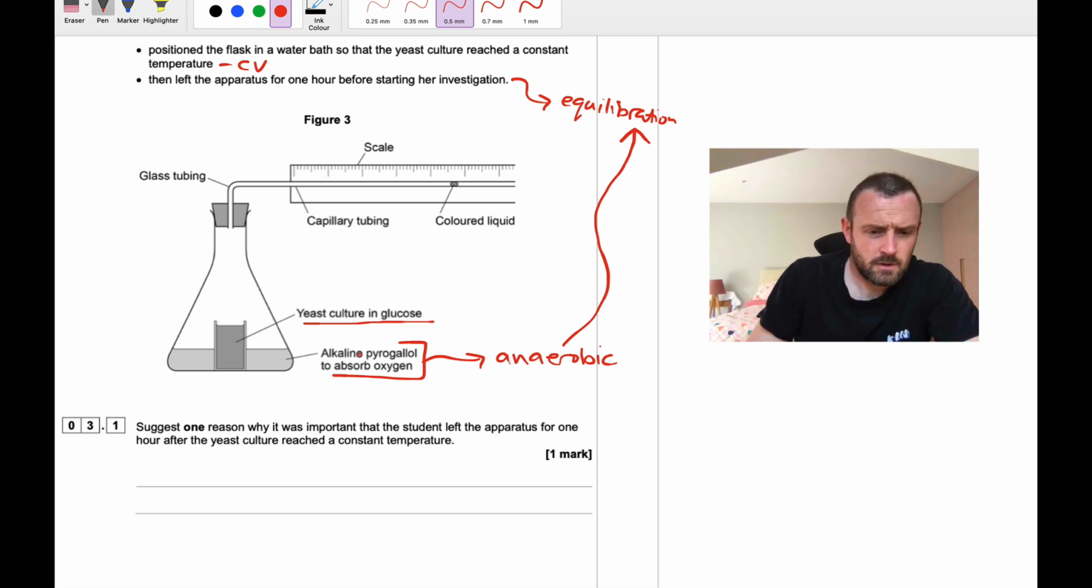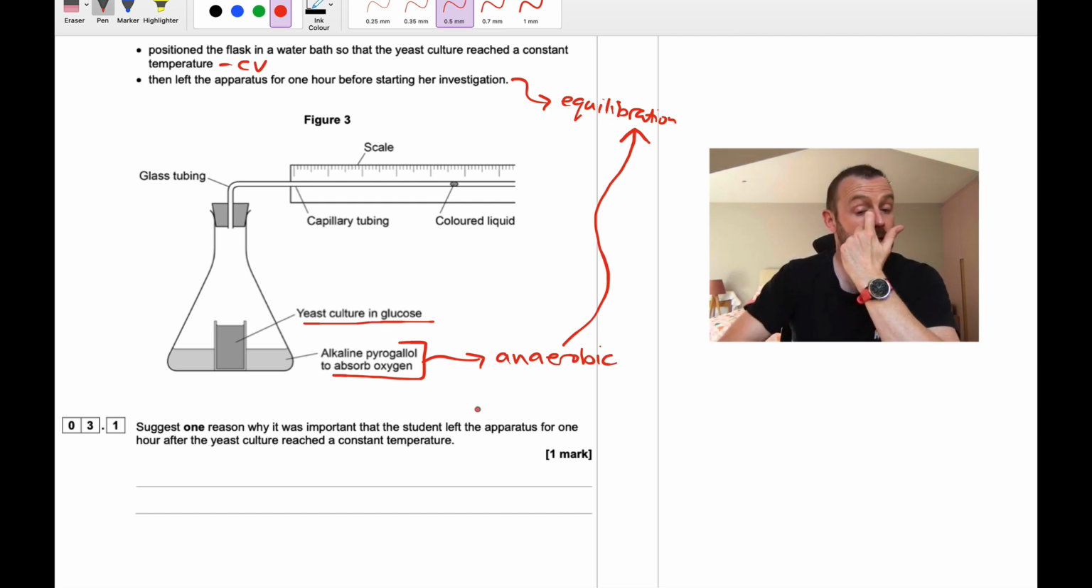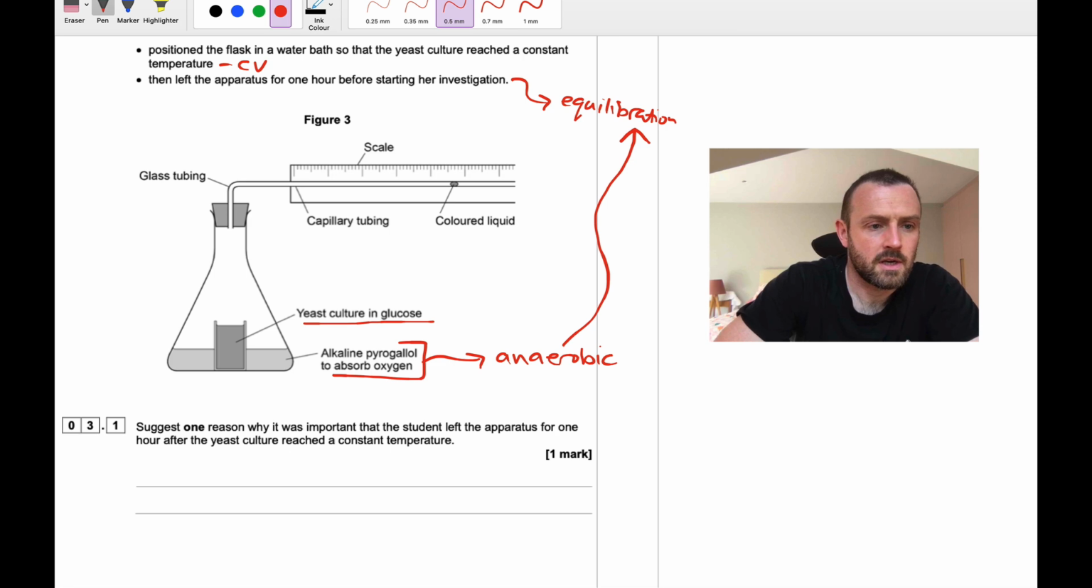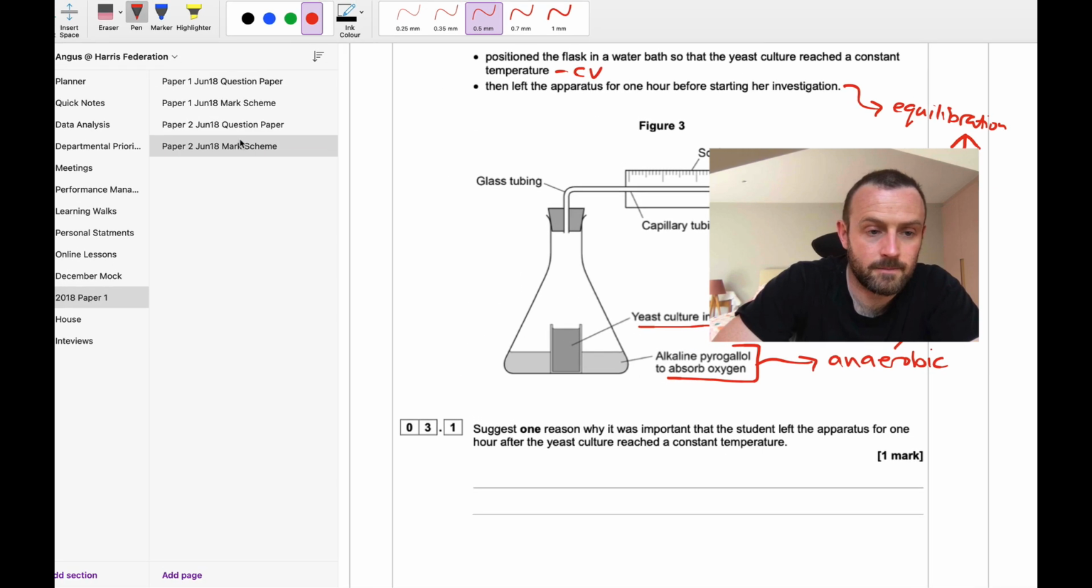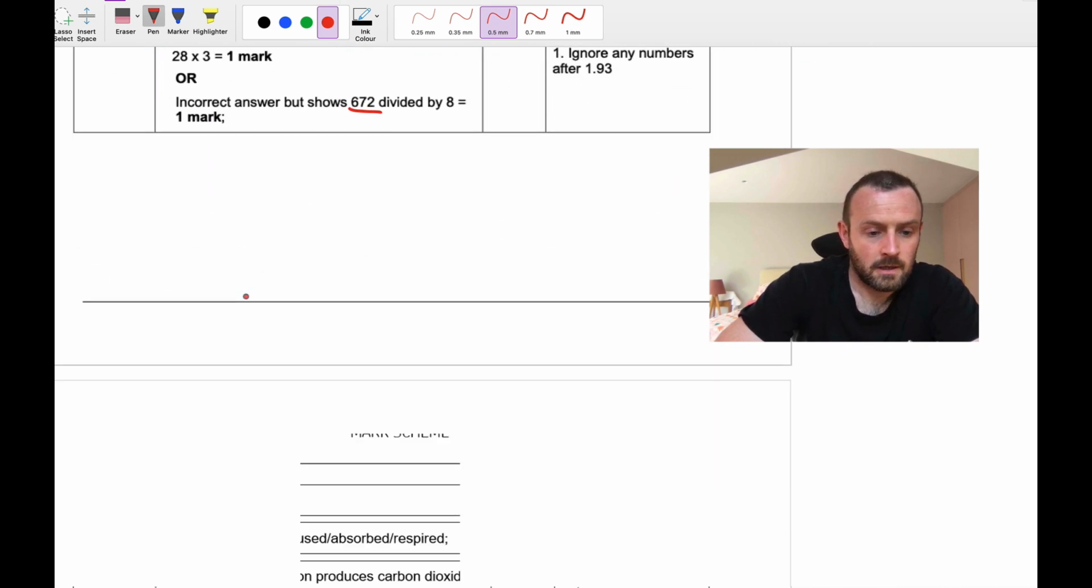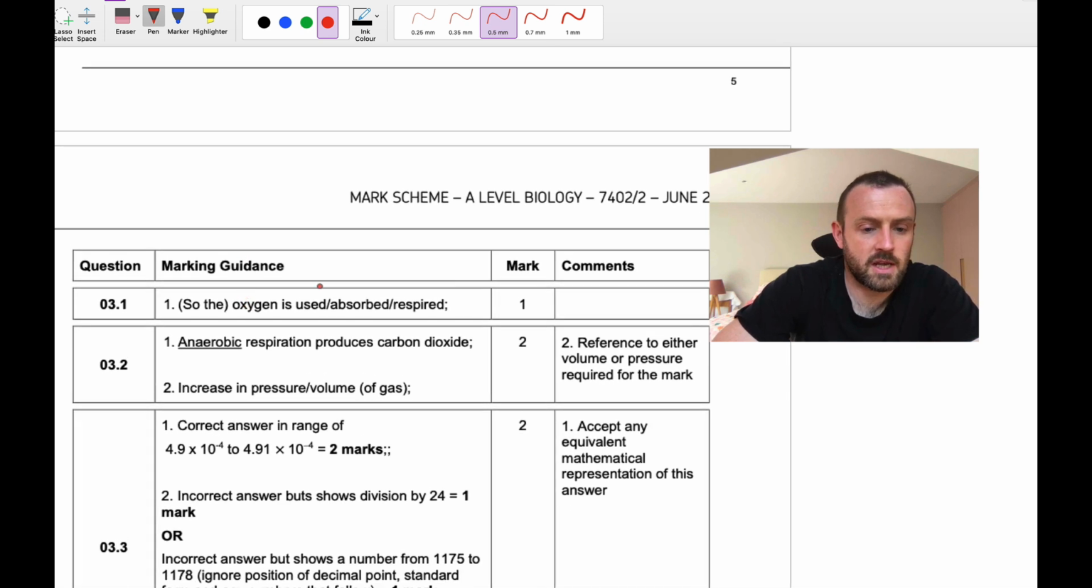Okay, so this is one reason why it was important the student left the apparatus for 1 hour after the yeast culture reached the constant temperature. So I presume this is for absorbing oxygen. Even after it reaches a constant temperature, they're still leaving it for another hour, so that it can absorb all the oxygen, is what I think. Let's see if I'm right. Yeah, so the oxygen is absorbed or respired or used.